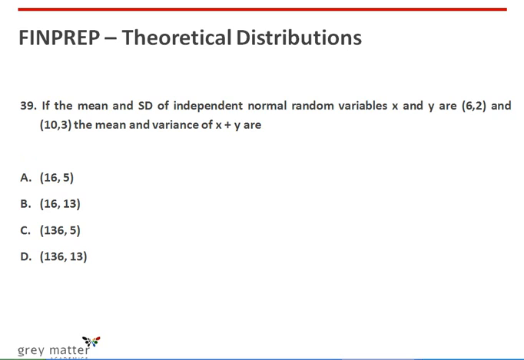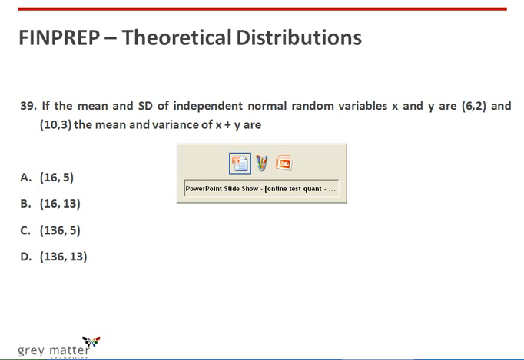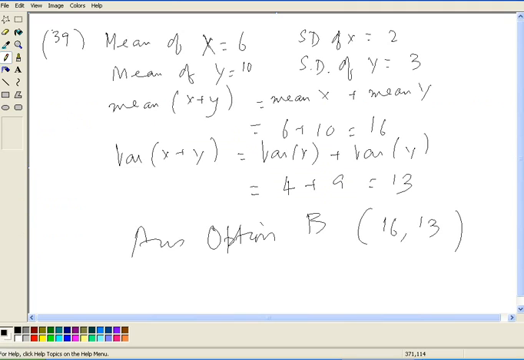39th problem: if the mean and standard deviation of independent normal random variables x and y are 6, 2 and 10, 3, the mean and variance of x plus y are worked out as follows. Mean of x plus y will be mean of x plus mean of y, which is 6 plus 10, which is 16.